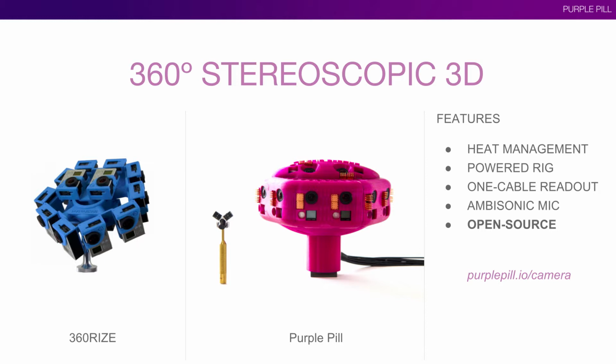The rig can be outfitted with heat management technology to prevent overheating, and has the ability to power the entire rig for extended filming. Has a 1 cable readout of all the video data, as well as an ambisonic microphone to record realistic spatial audio. This camera used to be a great solution, because you simply couldn't buy a camera which shot stereo 360 in 2014. This workflow with 16 GoPros is simply not efficient anymore, since there are other one-stop shop camera solutions.